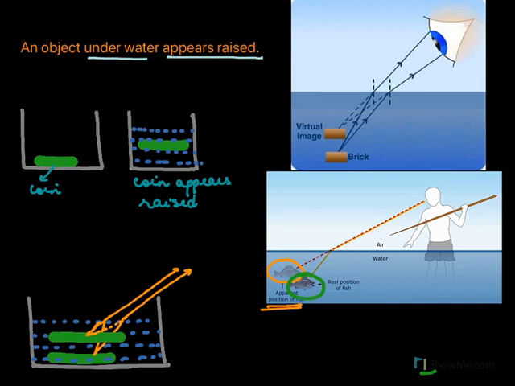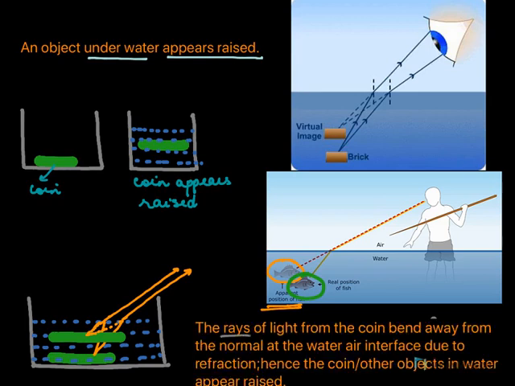So when he's trying to strike the fish, he's going to strike at a position that is lower than what he actually sees. Which means, if he sees a fish in this position, he's not going to strike here. He's going to strike a little lower, because the fish is actually a little lower. So again, the rays of light from the coin bend away from the normal at the water-air interface. Due to refraction, hence a coin or any other object in water appears raised.